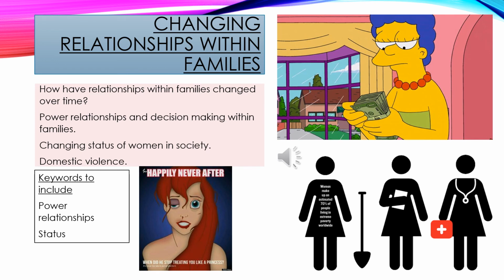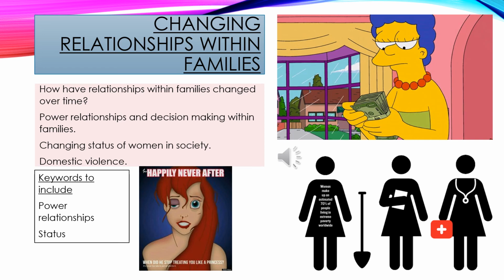Changing relationships within families. You really want to be answering the question how relationships in families have changed over time. We've talked about the impact of pre-industrial, industrialisation and contemporary society in the makeup of families. But think about this in terms of what goes on behind closed doors. What's the status of women in society? How has the contraceptive pill, the Divorce Act, the rights of women changed in society? And the ideas of domestic violence.